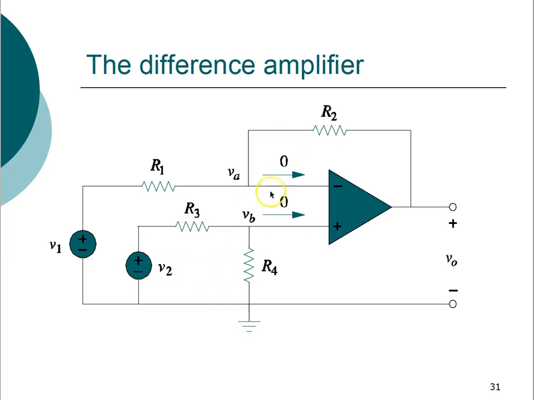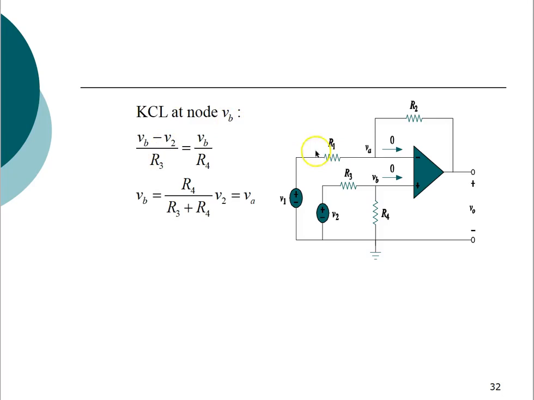So let's apply KCL at this node and at this node. The current going in here is 0 by the principle of infinite input impedance. Let's first see the KCL at node VB. That will be VB minus V2 upon R3, equal to VB by R4. These two currents are going in and this is going out, so the sum of these two will be equal to this.